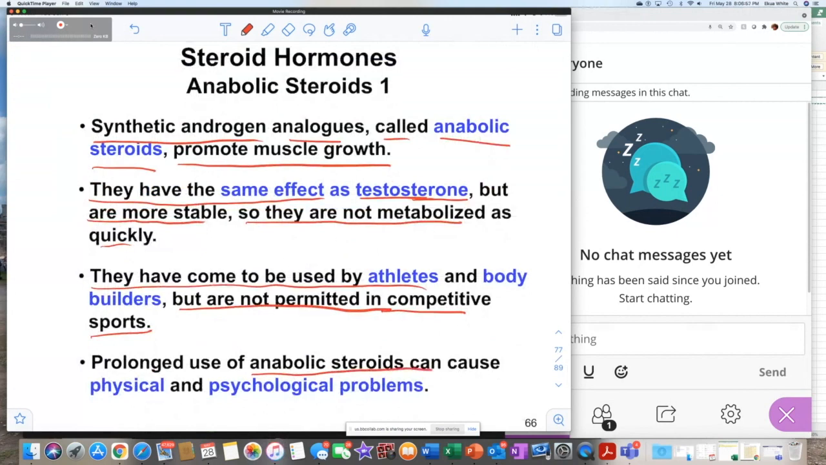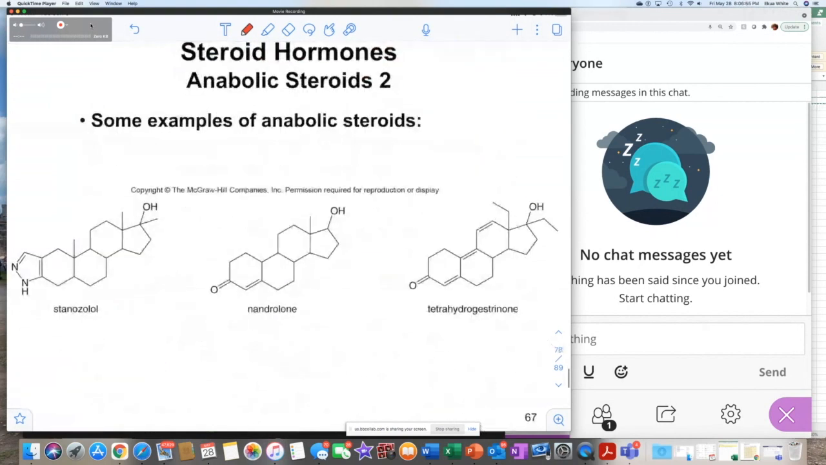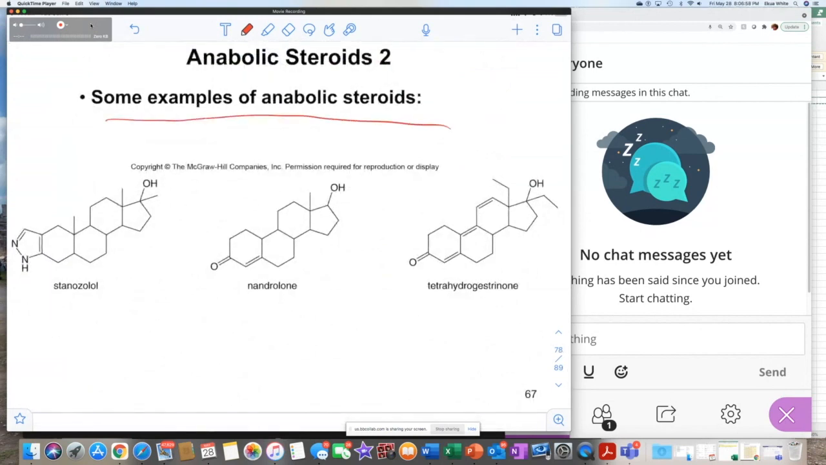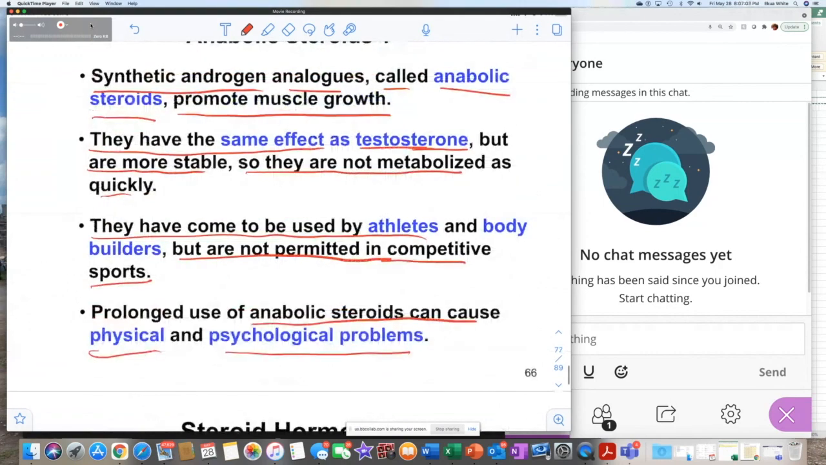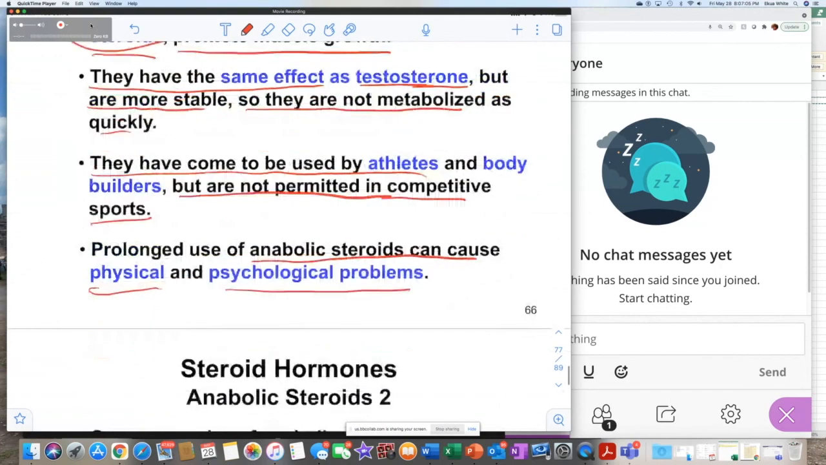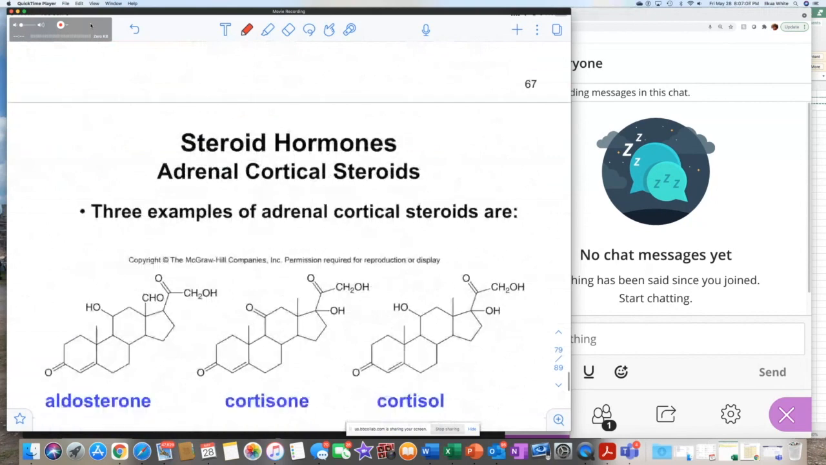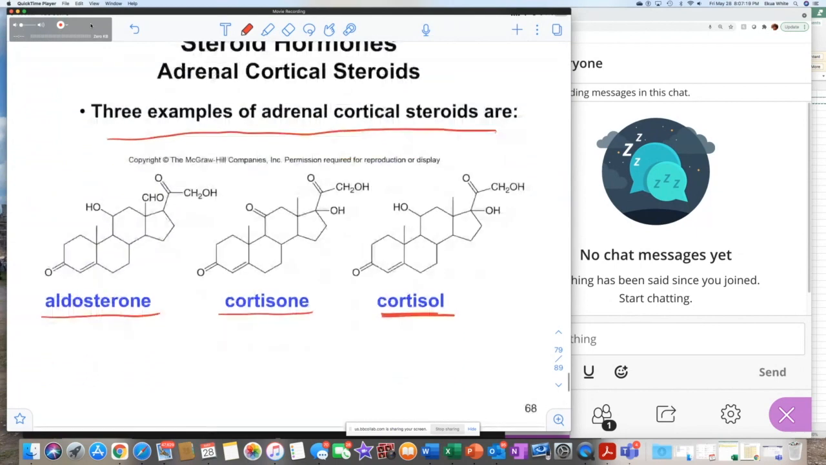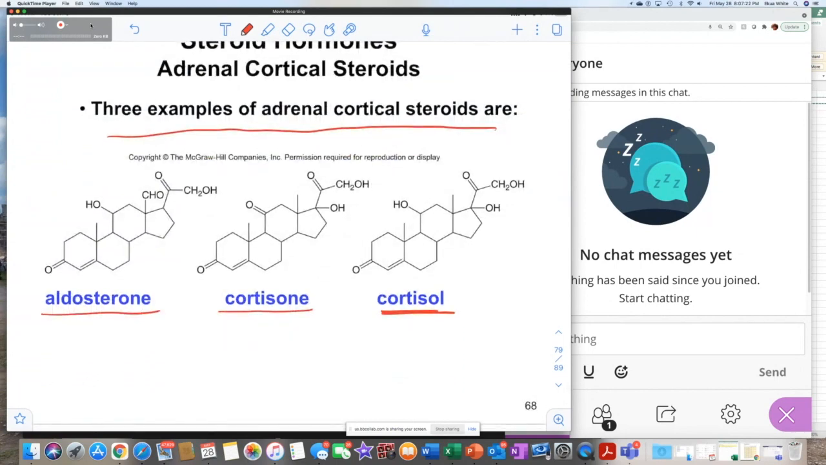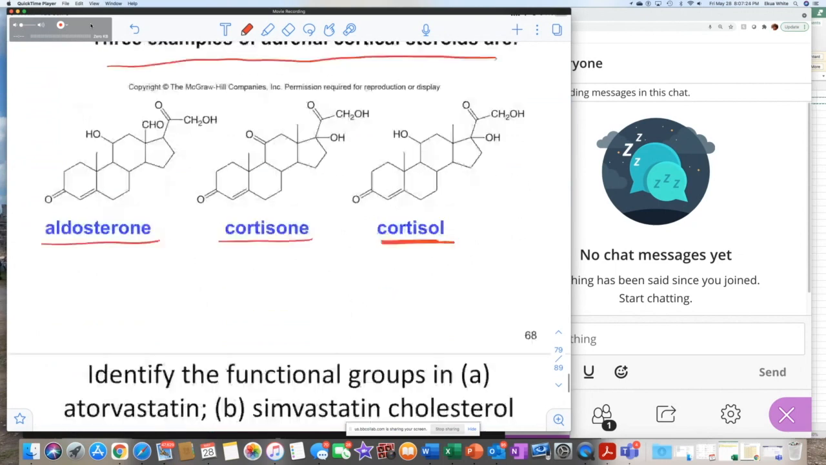Prolonged use of anabolic steroids can cause physical and psychological problems, aggression, depression, all that stuff. So here are some examples of anabolic steroids. Remember, anabolic means that they are synthesized. This is the stuff that people shoot up. Okay, three examples of adrenocortical steroids are aldosterone, cortisone (you know how you buy the cortisone cream if you have bites and stuff from Walmart?), and cortisol. This is the stress hormone. If you're so stressed out, a lot of this deposits fat on your waist.